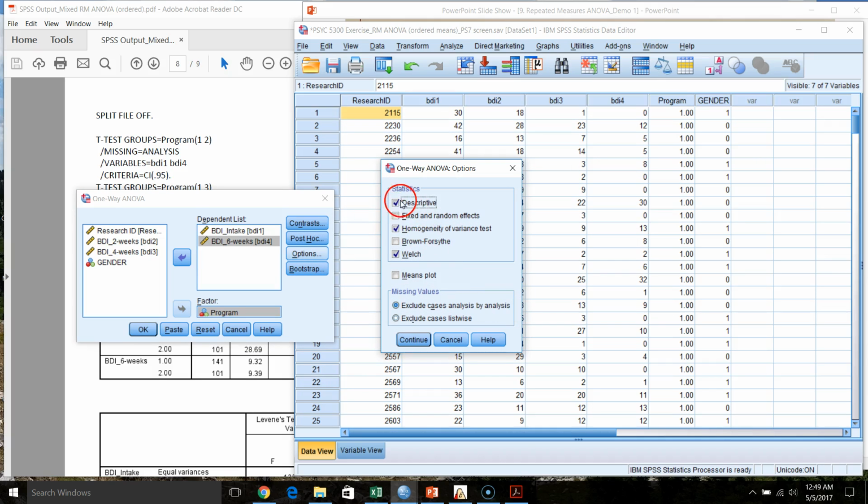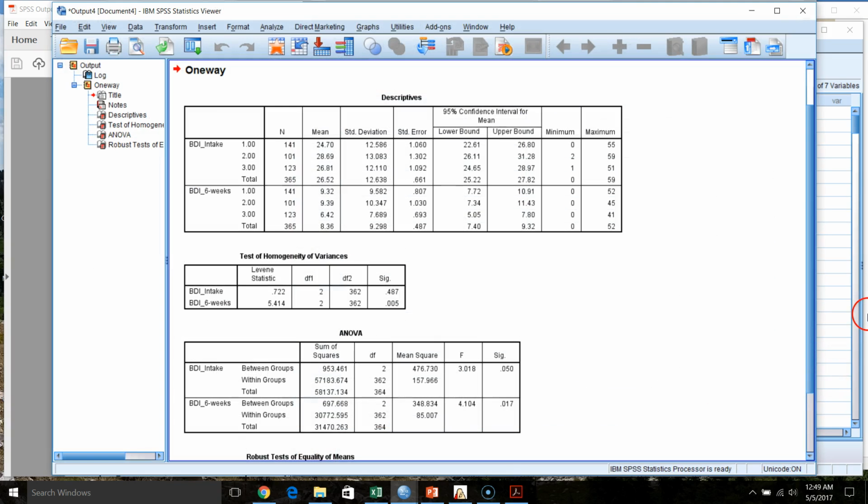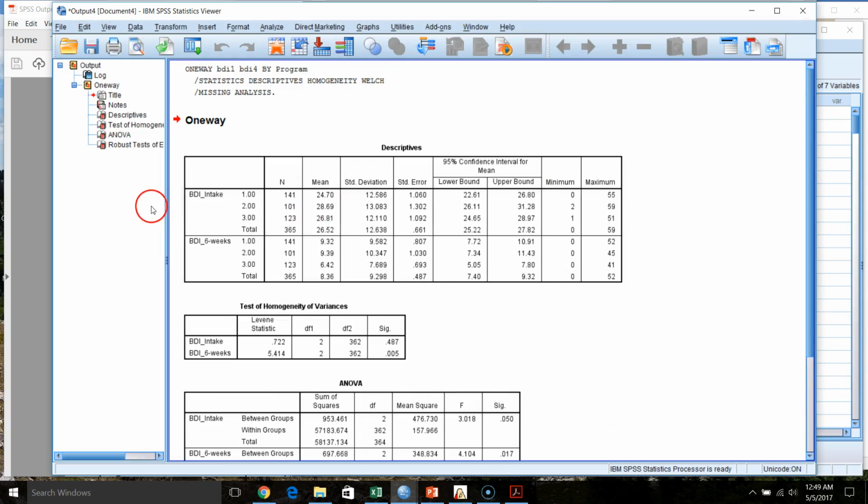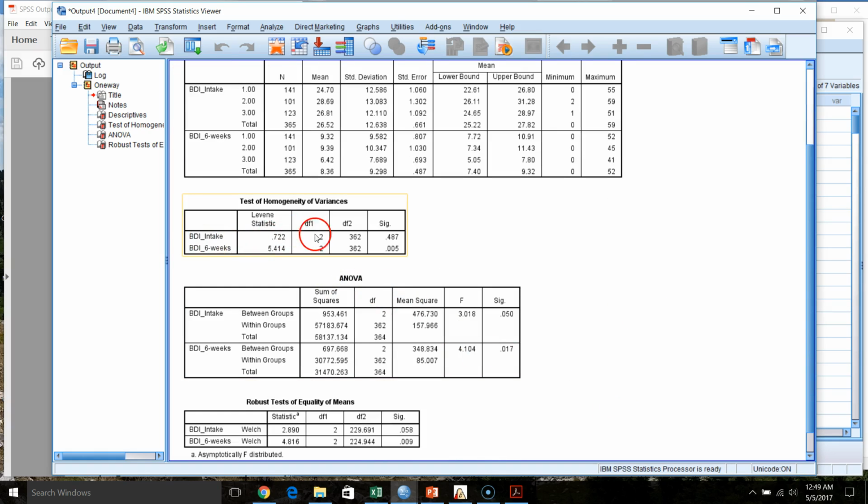So what we will ask for is descriptive statistics, homogeneity of variance tests, and then we're going to ask for our Welch. Remember, our Welch is a corrected omnibus test given evidence of violations of homogeneity of variance. So I'm going to hit continue, I'm going to hit OK. And what we've got here are our descriptives across treatment groups at intake, and our descriptives across treatment groups at 6 weeks. If we go down through, take a look at our Levene's test, again similar to what we saw in the overall mixed design.